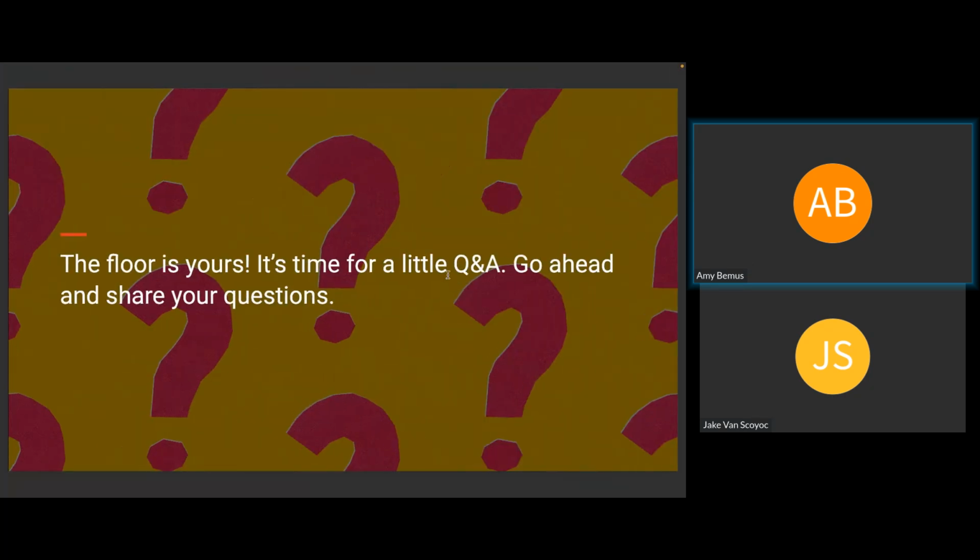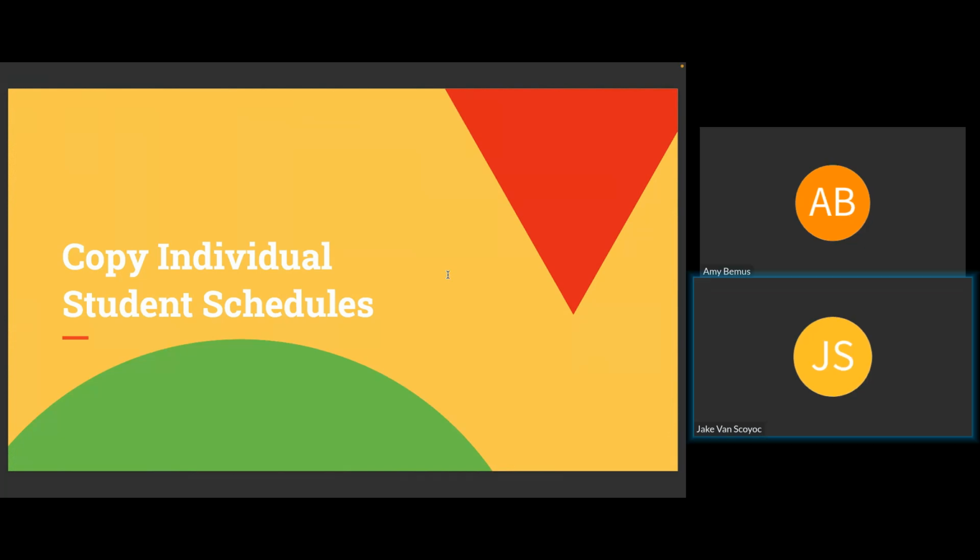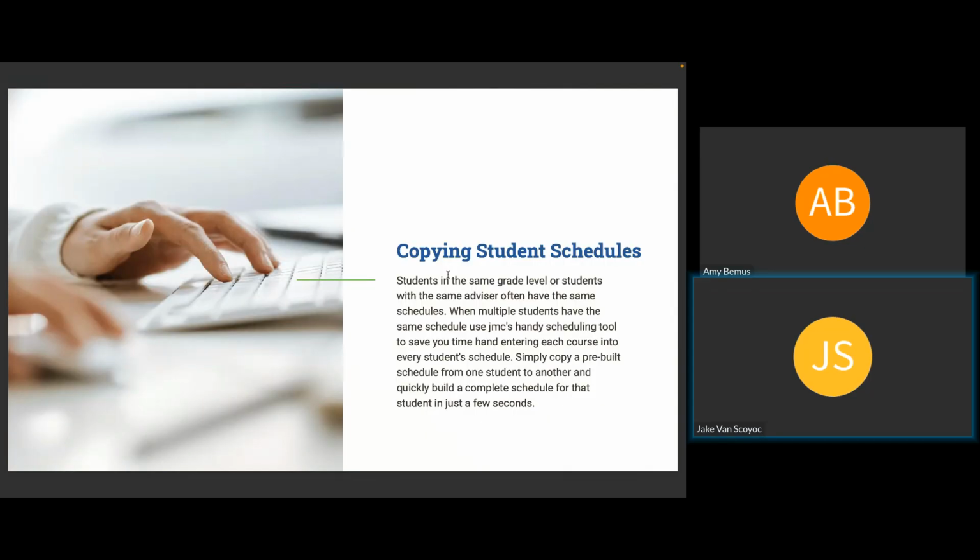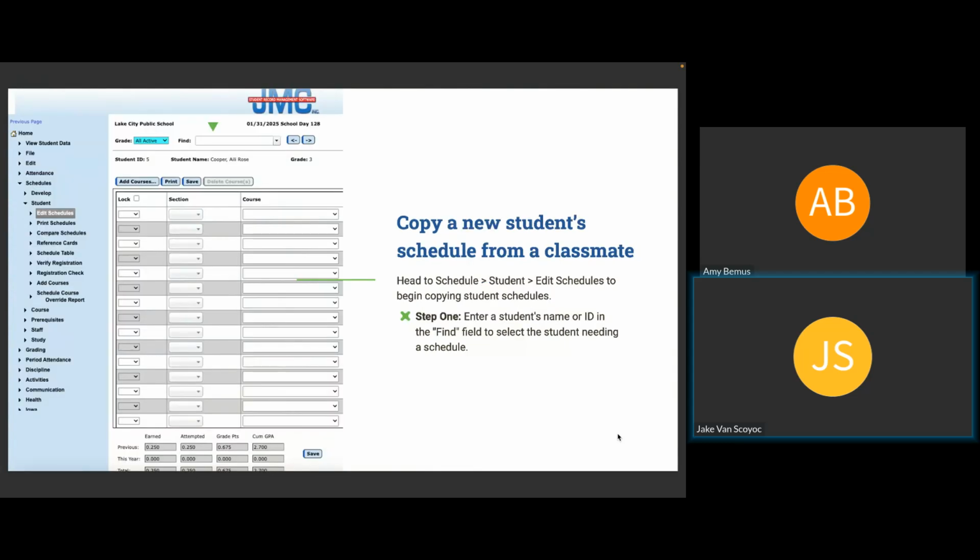We'll move right along. So that's great for copying entire groups of students. What about copying individual student schedules? Students in the same grade level or students with the same advisor often have the same schedules. When multiple students have the same schedule, use JMC's handy scheduling tool to save you time hand entering each course into every student's schedule. Simply copy a pre-built schedule from one student to another and quickly build a complete schedule for that student in just a few seconds.